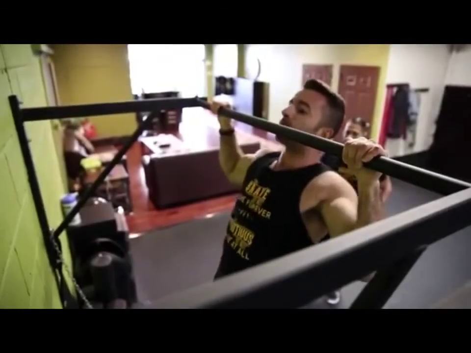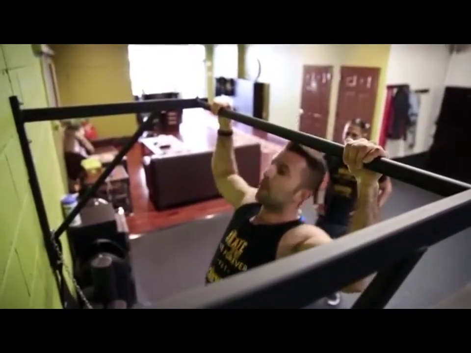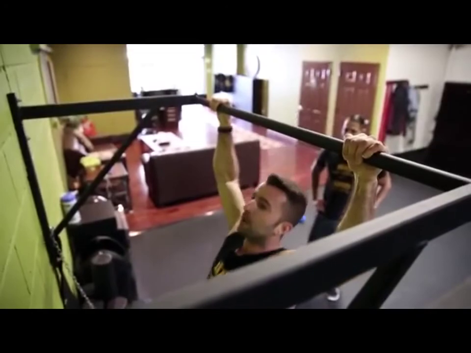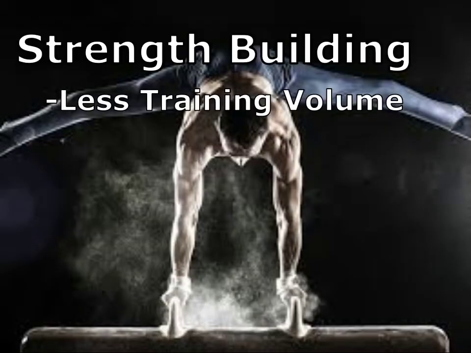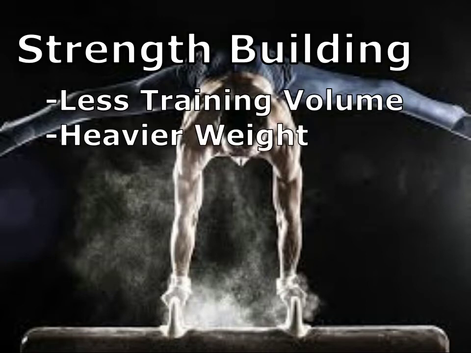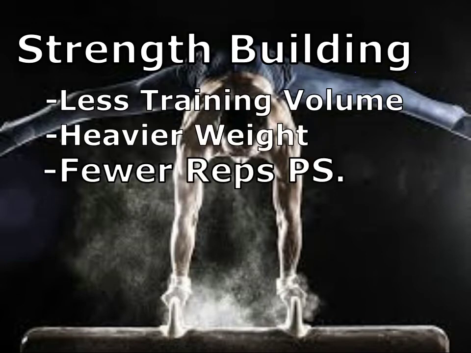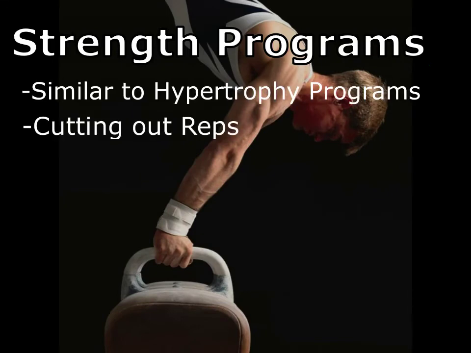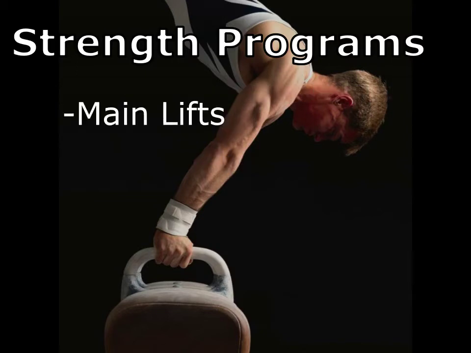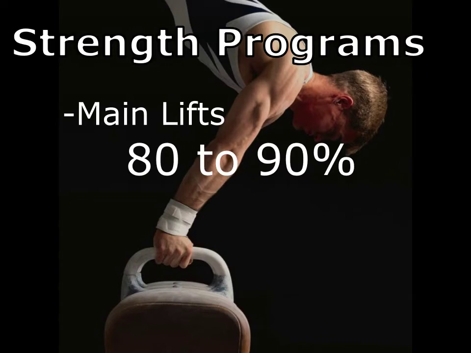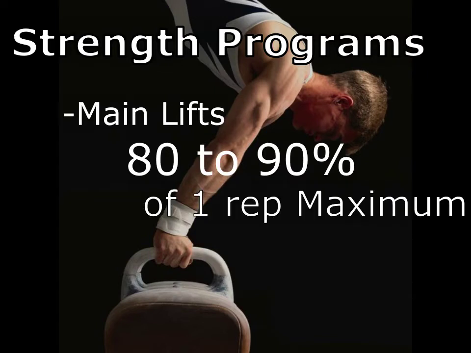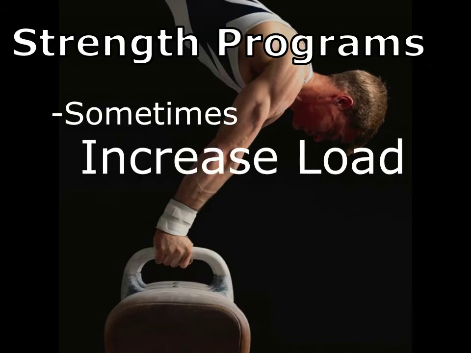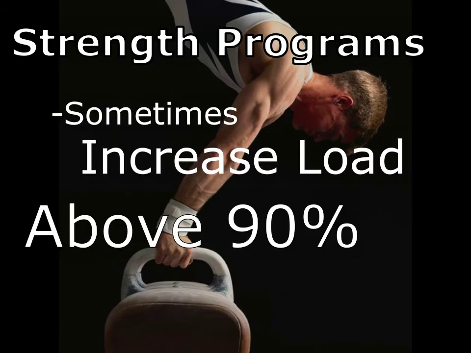So what if we're trying to build strength exclusively? To build absolute strength, the stress communication changes in a few ways. For one, as stated earlier, you'll use less training volume. You'll also include heavier weight and fewer reps per set. Strength programs are structured similarly to hypertrophy programs, but you're drastically cutting the number of reps per set because you're significantly increasing the weight. Main lifts fall in a percentage range between 80 to 90% of your 1 rep maximum. At certain times, however, strength programs increase load above 90% of your 1 rep maximum. At those times, the total reps are significantly cut further.